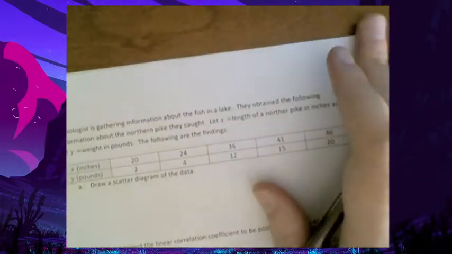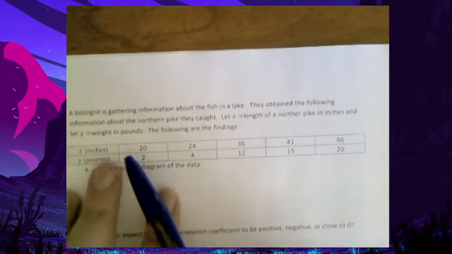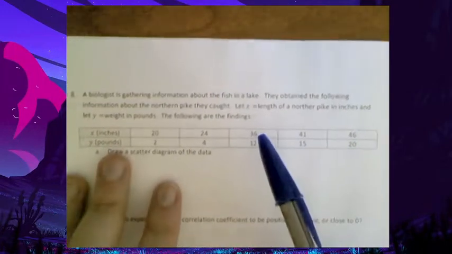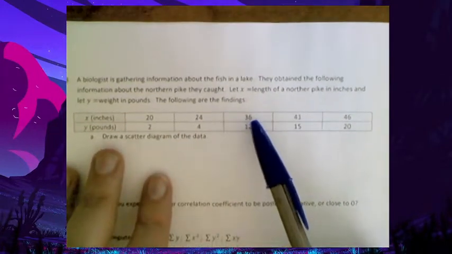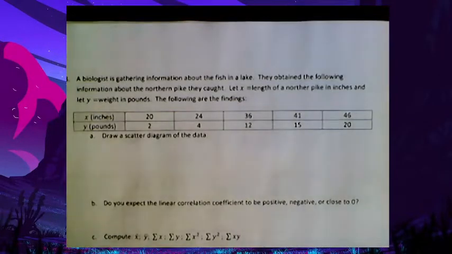So here we have an x and y value chart. This is going to be our chapter 9 stuff, right? Trying to compare the length to the weight, and is there a correlation in the fish that are caught in the lake.